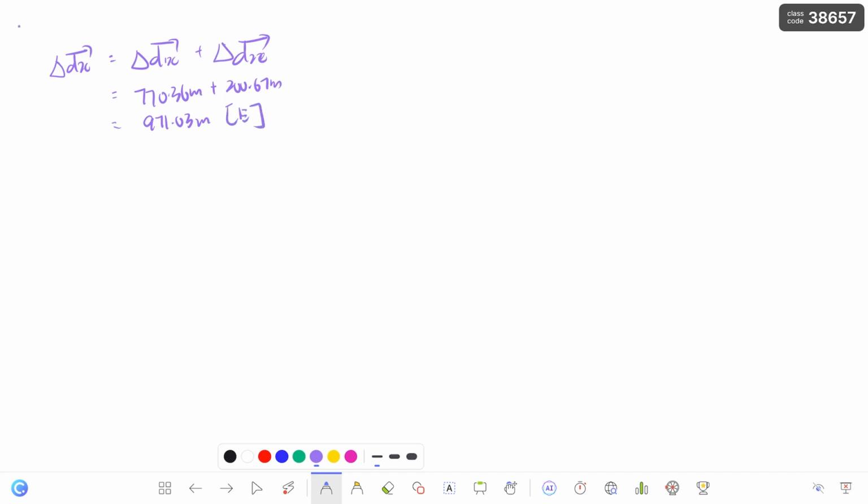And please remember the directions north, east, west, and south. So it's a positive number for x, so x is to that direction. So the answer should be positive.